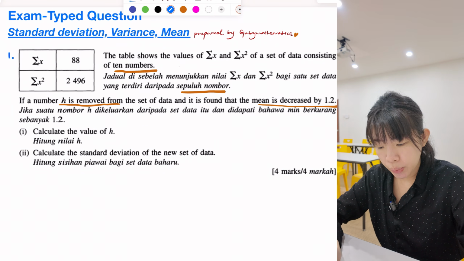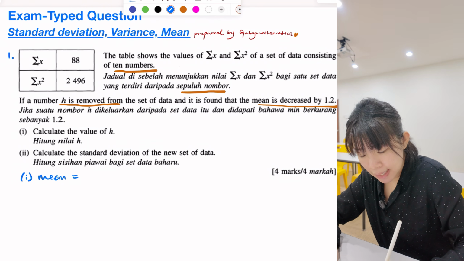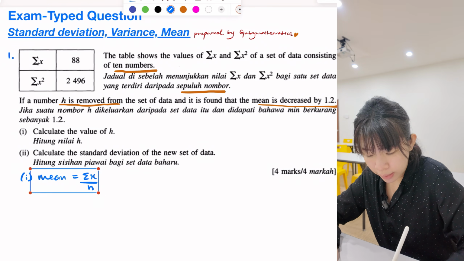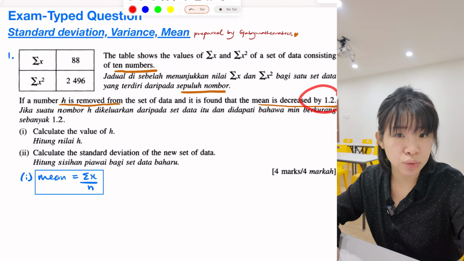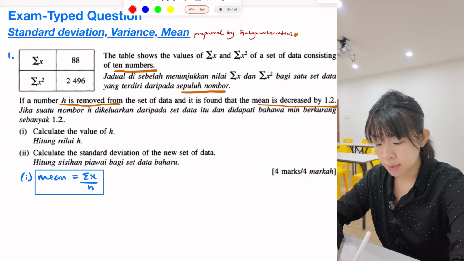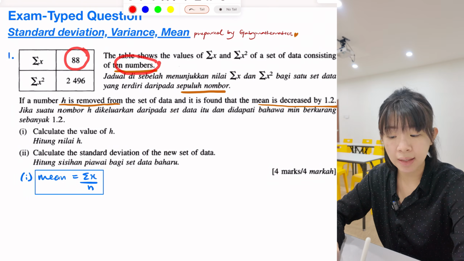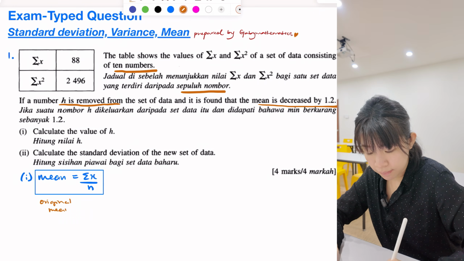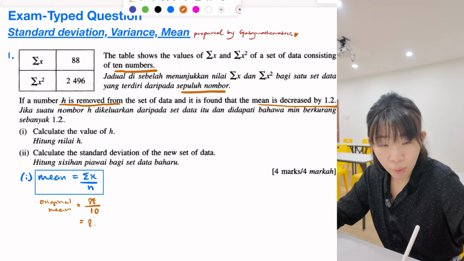Let's write the formula of mean. Mean is sum of x divided by n. We can actually start by finding the original mean first, since they say the mean decreased by 1.2. How much is the original mean? That's the first thing we can find. We have sum of x, which is 88, and we know that we have 10 numbers, so n is 10. Let's find what I call the original mean. Sum of x is 88 divided by 10. So the original mean is 8.8.